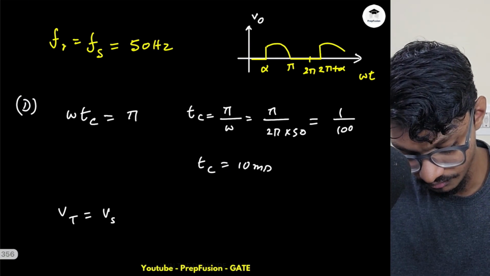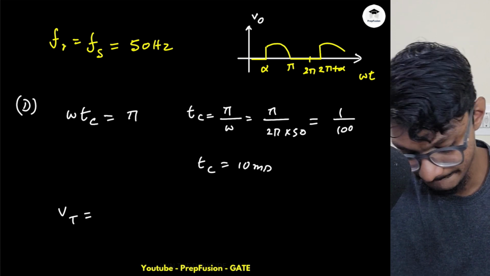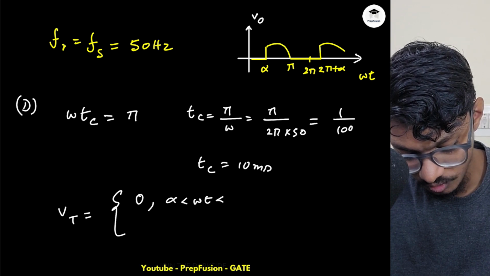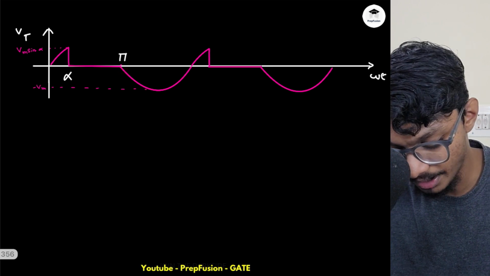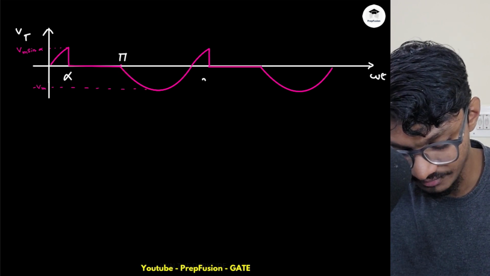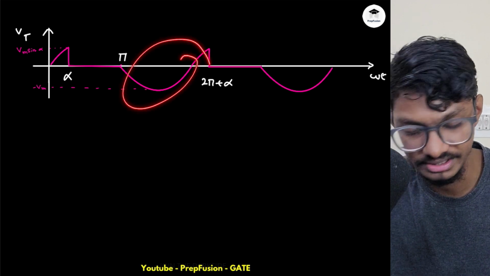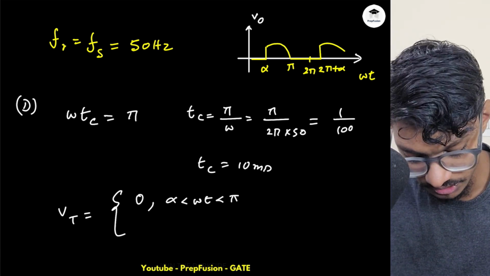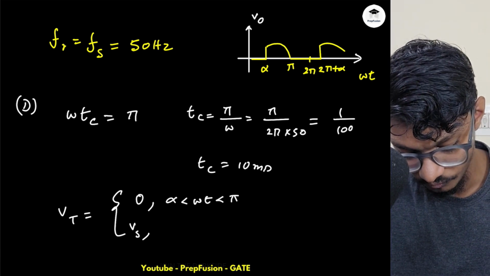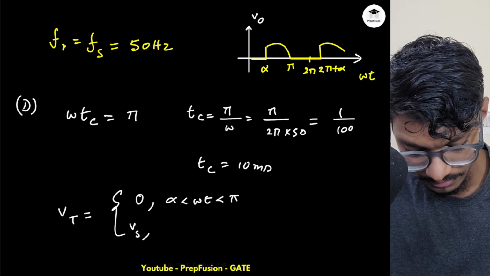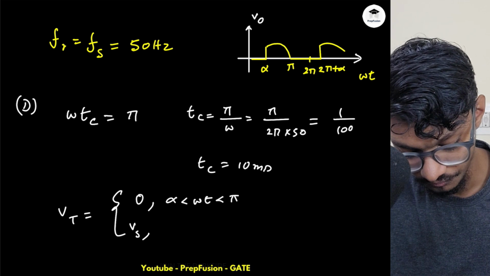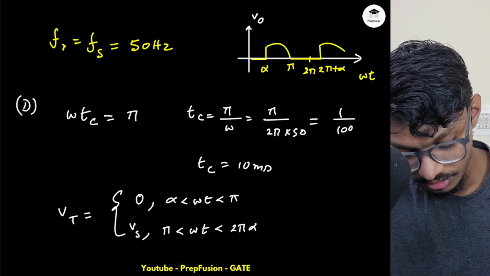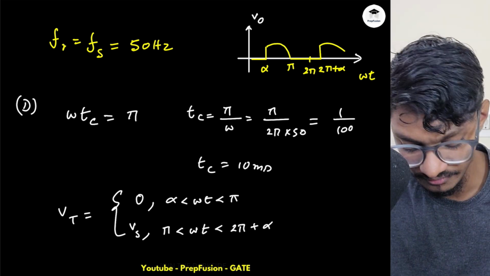So Vt is equal to 0 from omega t equals alpha to omega t equals pi. Then just after pi, from pi to 2 pi plus alpha, it is exactly equal to Vs. It follows Vs because current is 0, so Vt becomes Vs. That I have proved in the analysis part. So this will be equal to Vs when my omega t is between pi and 2 pi plus alpha. Now again this is repeating after every 2 pi.